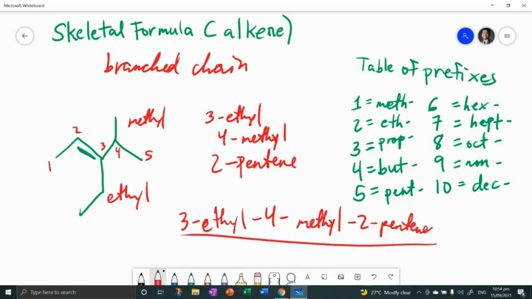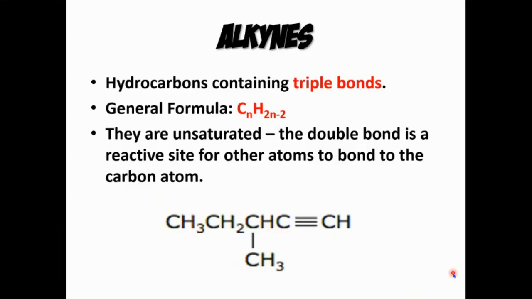So that's all for the alkene. Let's proceed to the next lesson. So here we are at the alkynes. These are hydrocarbons that contain triple bonds, and their general formula is CnH2n-2. So they are unsaturated. The double bond is, sorry, it is not a double bond but a triple bond. I'm sorry about this, it is a triple bond.